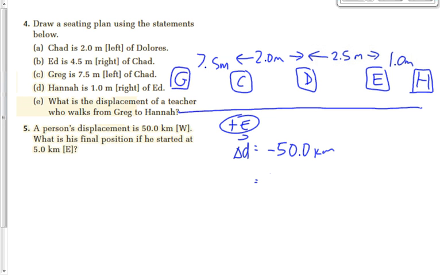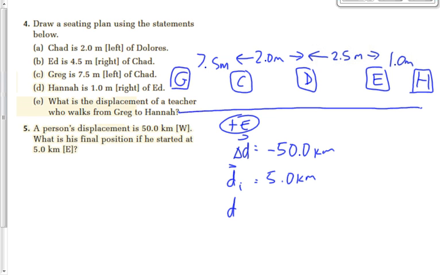What's his final position if he started at 5 kilometers to the east? I'm going to write this down, 5.0 kilometers. Make it positive because it's east. But what do I write down beside it? That 5 kilometers, is that a position or displacement, Tony? That's a position. Which position is it? Is it initial or final? Good. It's initial position. That's where he started. What am I looking for? Bart, what am I looking for here?